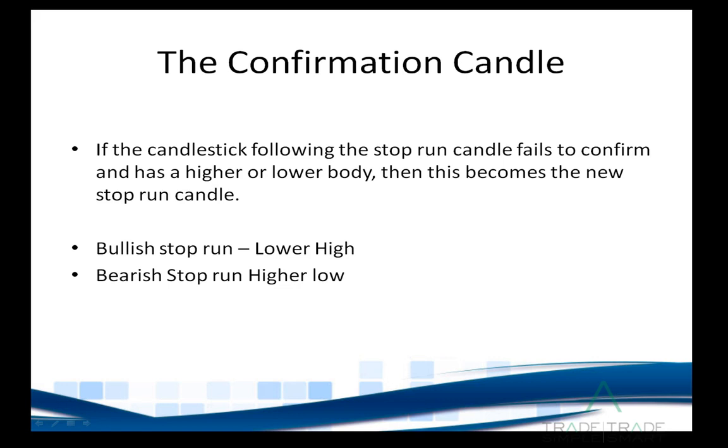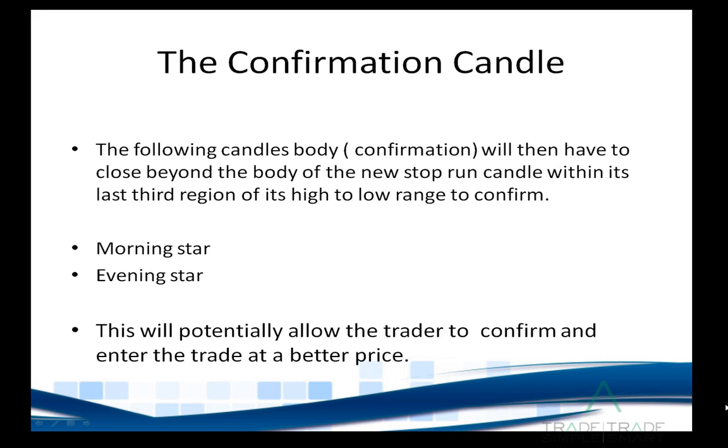In the case of a bearish stop run, where we see a stop run of the highs and the second candle fails to confirm down, but we see a higher low, then this again will become the new stop run candle, and we will simply label this as candlestick 1. So when this occurs, the following candle's body will have to close beyond the body of the new stop run candle, and the confirmation, just like in the first case, will have to be within the last third region of its high to low or low to high range.